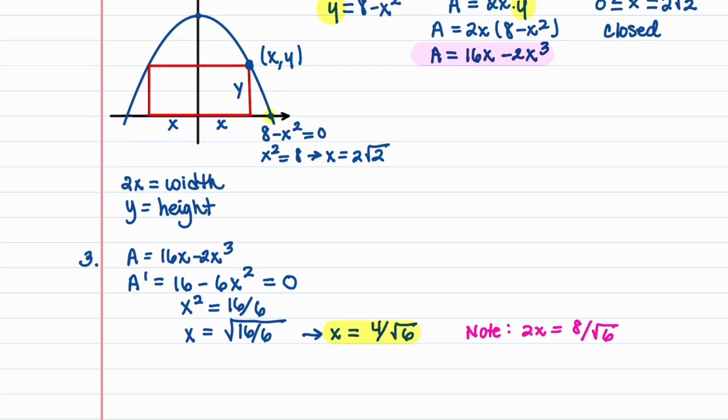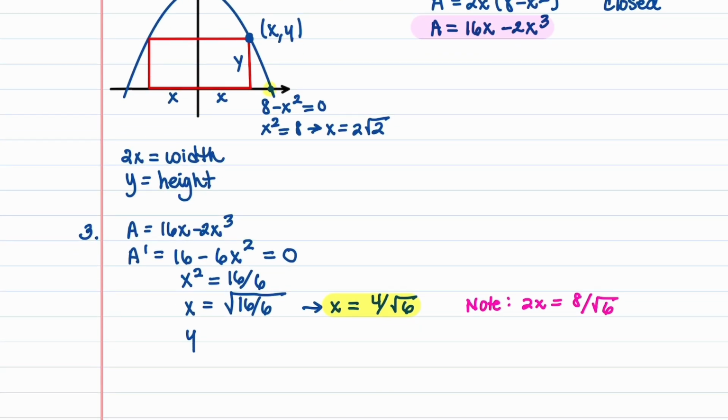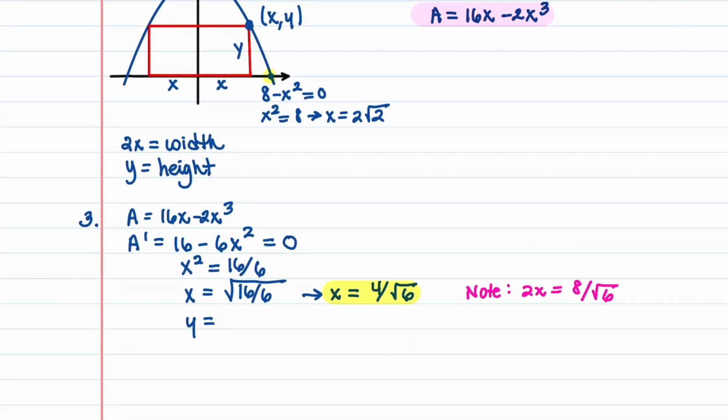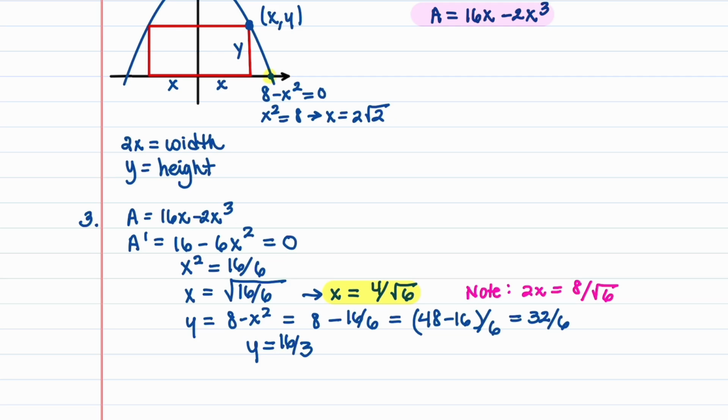Let's now find what y is equal to. Y, if we go back and look up top, is 8 minus x squared. So this is equal to 8 minus 16 over 6. This is 48 minus 16, all divided by 6. And that is 32 divided by 6. So we can say that y is equal to 16 divided by 3.